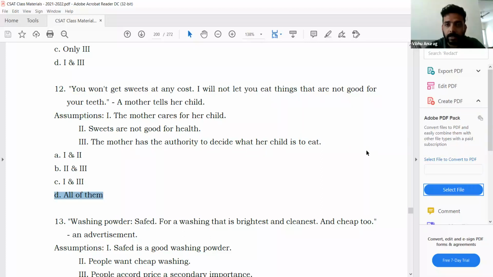Okay guys, is it clear? Karan, Khalid, is it clear to both of you? It's synonymous. Okay, fine. So all of them are valid.